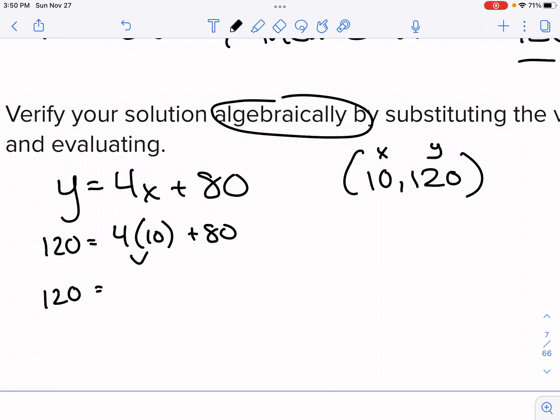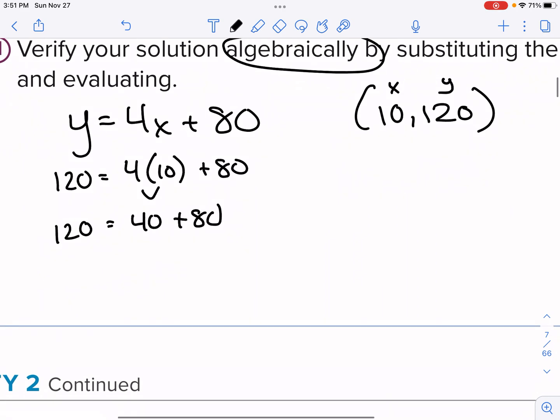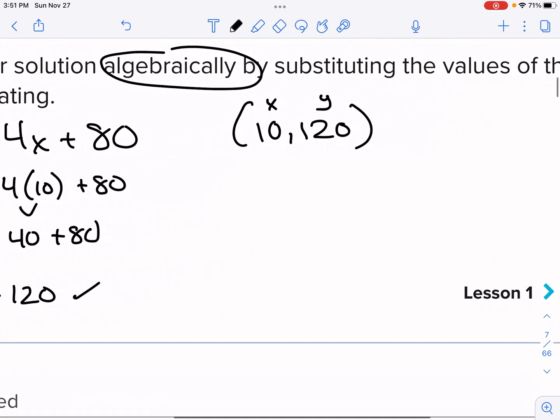Right, simplify using order of operations. 4 times 10 is 40. And 40 plus 80 is 120. All right, so we put a check mark there. This satisfies the first equation. This equation represents its cost. Will this satisfy the other equation?